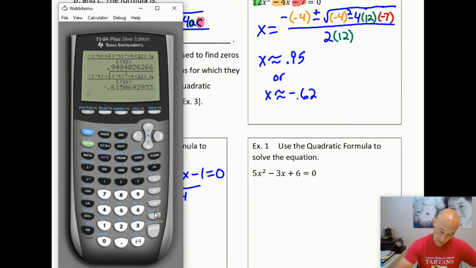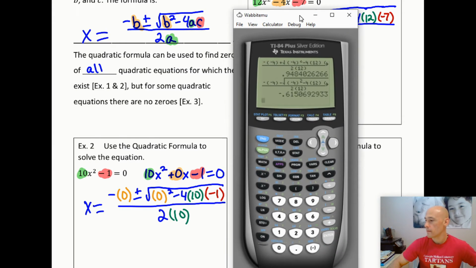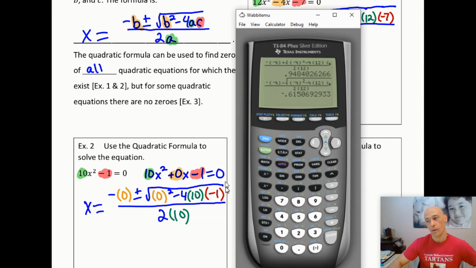B is 0, and C is negative 1. So we have b squared minus 4 times a, where a is 10, times c. C is negative 1, and again I need to make sure that the square root goes clear over the top, over 2 times a, 2 times 10. If you want to pause real quick and have a look at that, sorry about that.